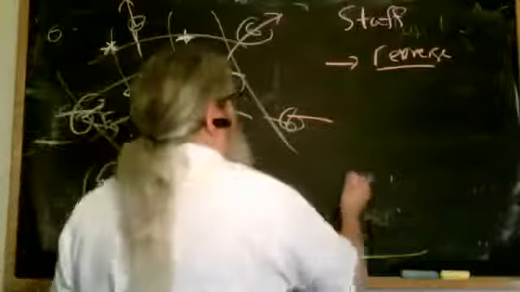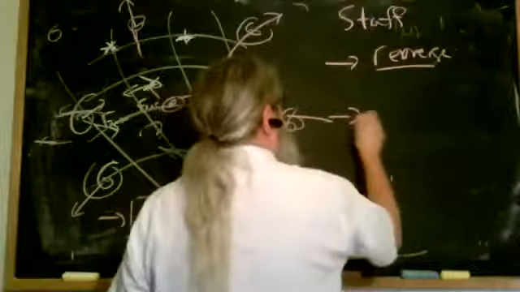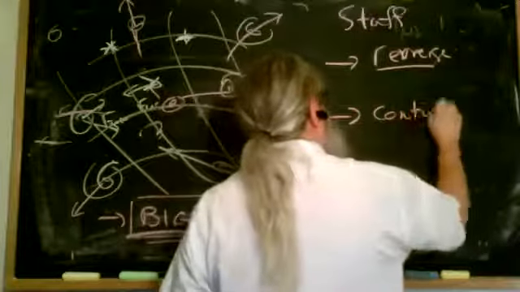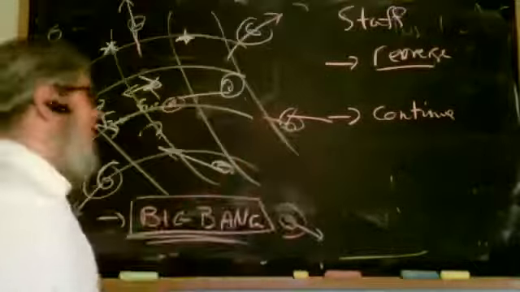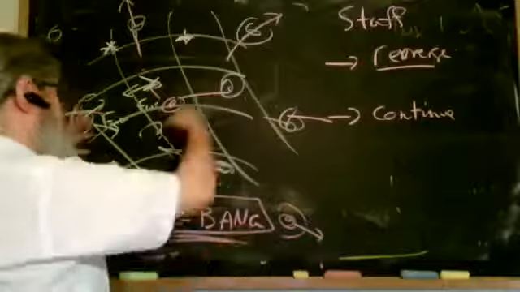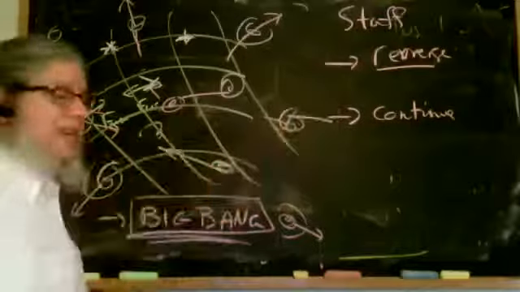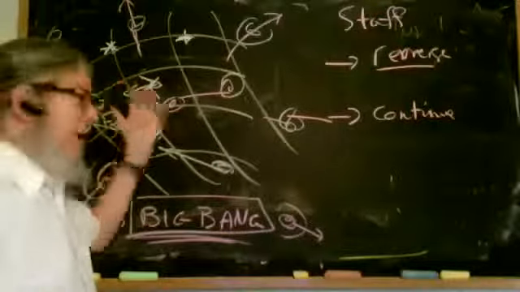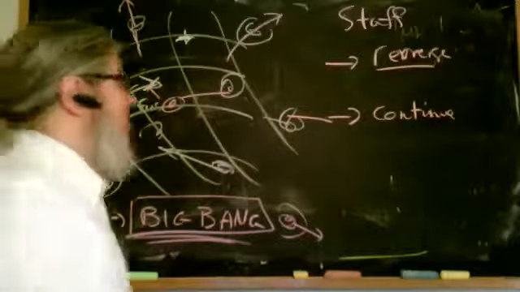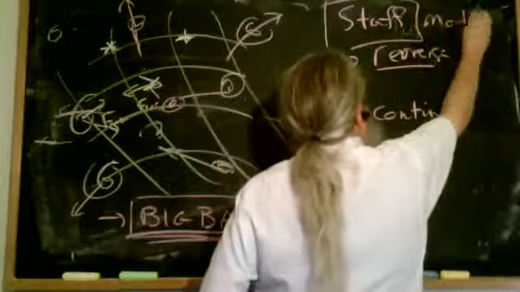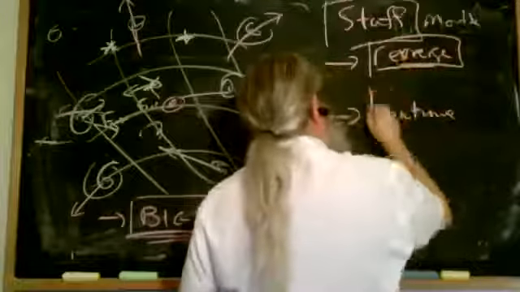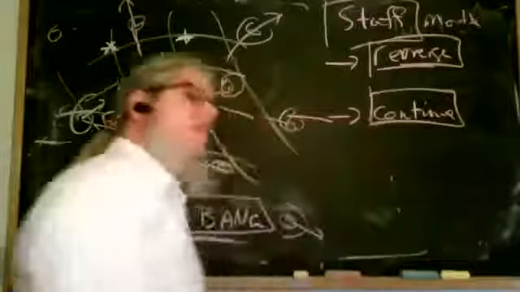On the other hand, if there's not enough stuff, it may continue. It's like a rocket ship launching up. It keeps going up and never comes back down. If there's not enough stuff, the expansion will just go forever, and everything will get more and more dilute, and that will be the end. So it turns out the amount of stuff in the universe, the matter and the energy, seems to be the dominant question about what will actually happen for the universe as a whole.